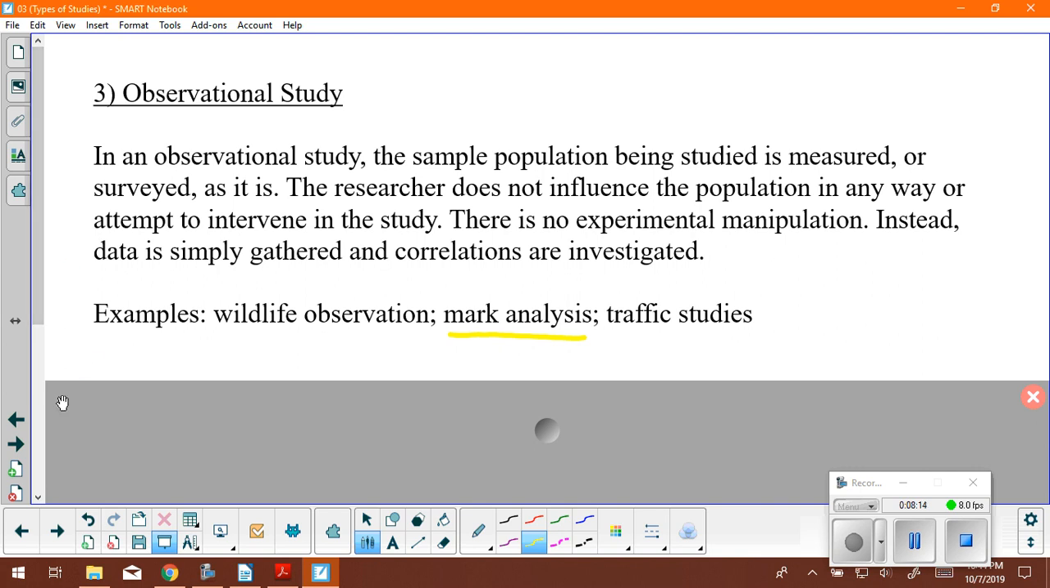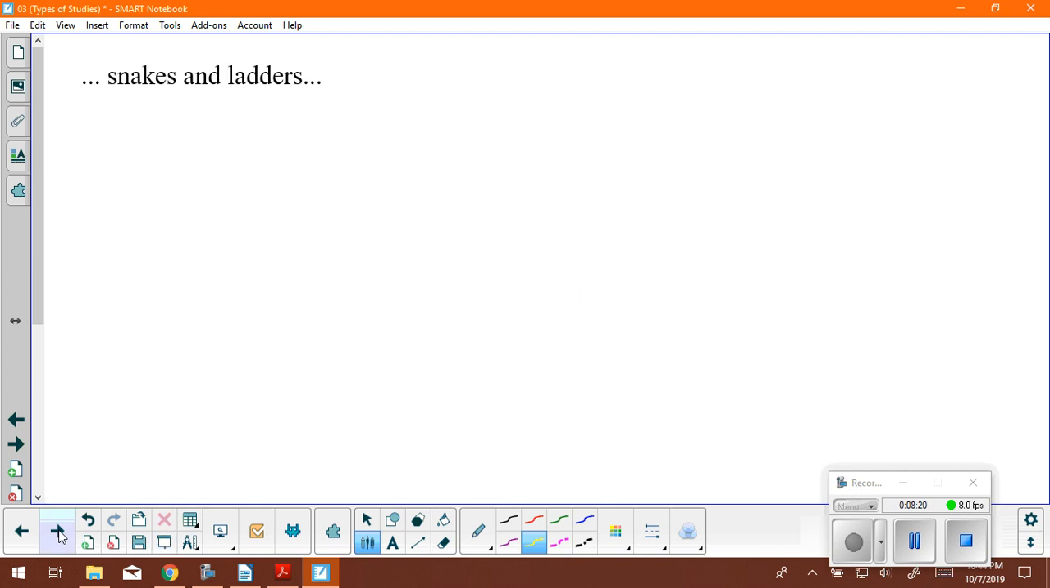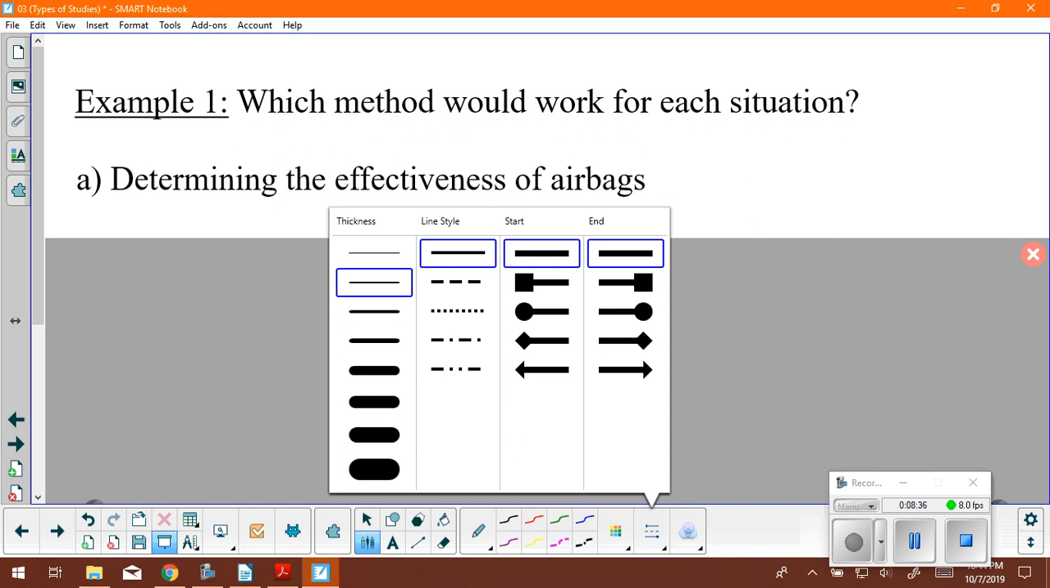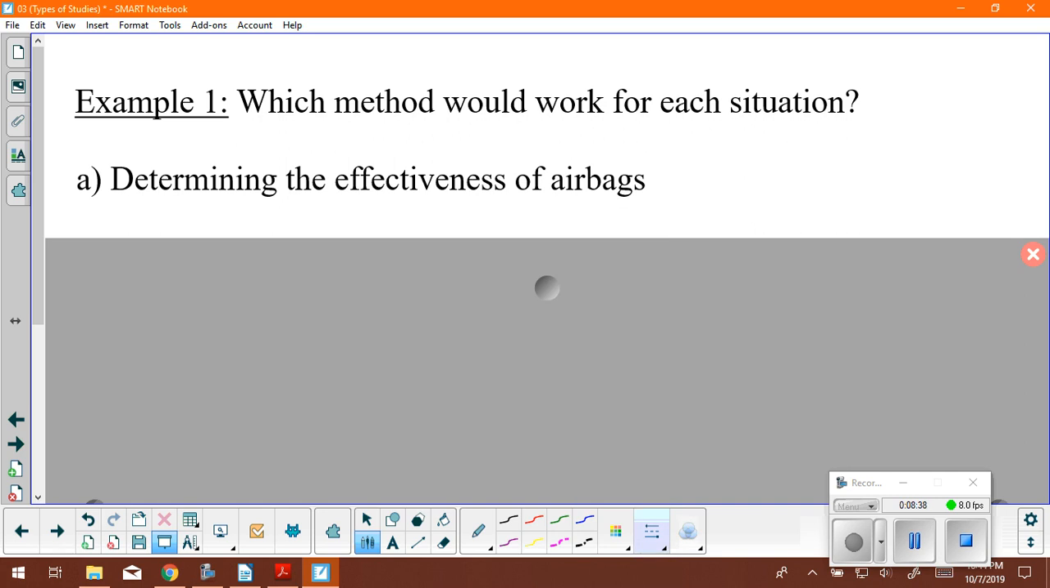So one quick example here. Actually, before that, we'll do the example first, I think. Okay, so which of those three things do you think would work for each situation? What type would you do? Okay, so first, okay, determine the effectiveness of airbags. So you think we can do a survey or experiment for an observational study?